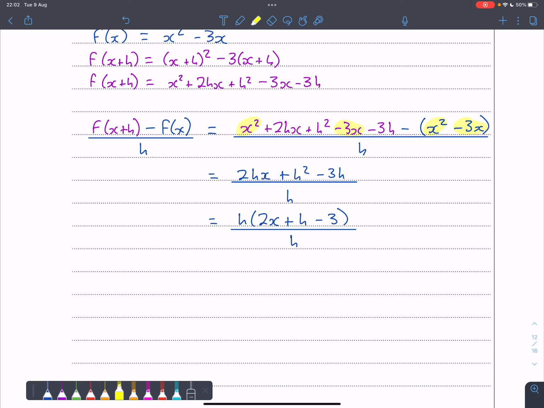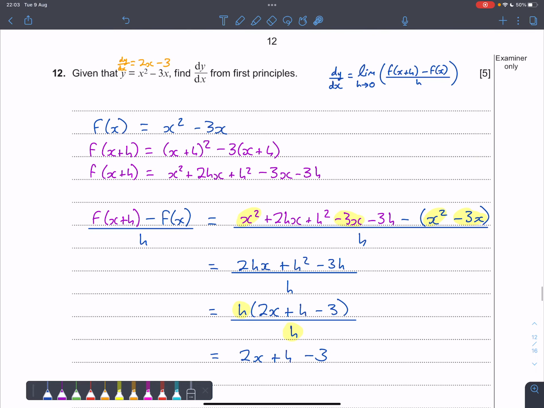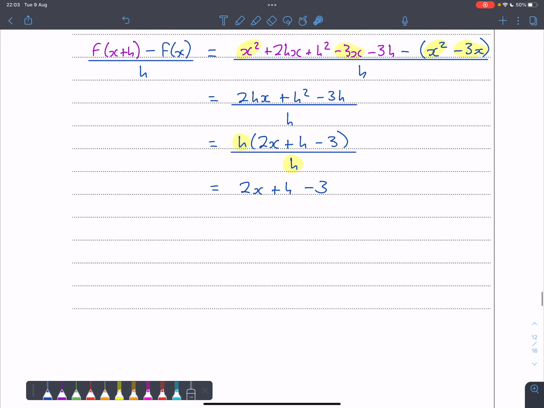And now the expression in the brackets on the top line, the 2x plus h minus 3, is being multiplied by h and being divided by h, so they will cancel out, which leaves us with 2x plus h minus 3. And then that can't simplify anymore. So at this stage, I'm going to start looking at the limit. So I'm going to actually find an expression for dy by dx. So therefore, my dy by dx, my gradient, is equal to the limit of what happens as this h goes to 0 in the expression 2x plus h minus 3.